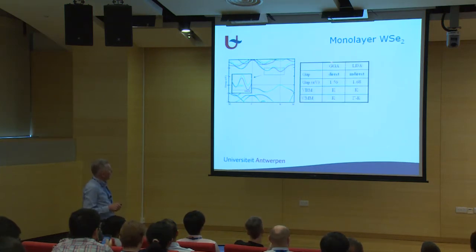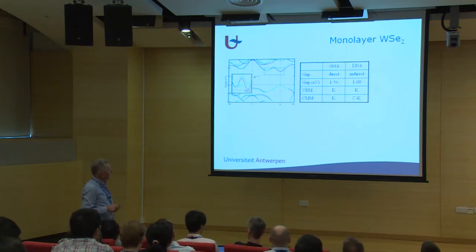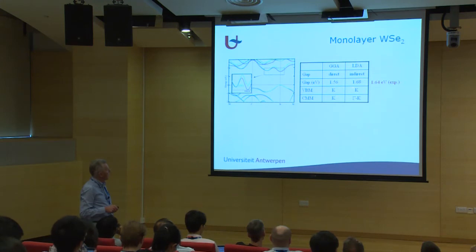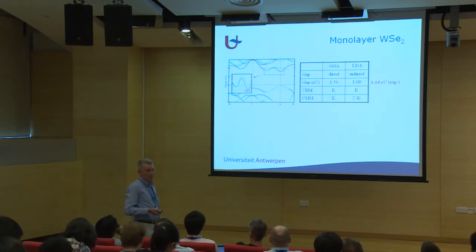So, for example, GGA predicts a direct band gap, LDA indirect. The value of the band gaps are quite different. The top of the valence band is at the K point, while at the conduction band, it's not at the gamma point, but it's in between the K and the gamma point. And notice that the experimental value is 1.64 eV, which is closer to the LDA value, while a better theory gives you a value which is different from experiment. Okay?